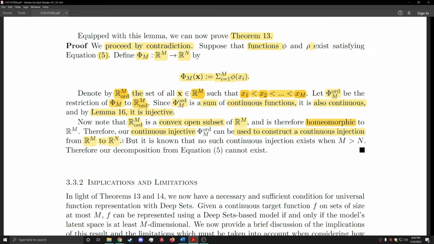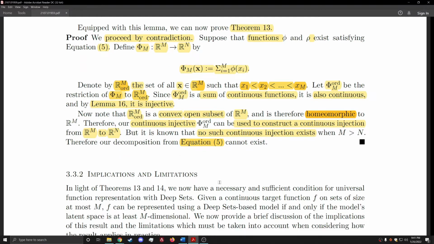But there's a problem here. There's a catch. No continuous injection should be able to exist whenever we're trying to use this homeomorphism from the thing we defined earlier, from our sum decomposition. There we go, equation 5. From equation 5 that I just showed you, the sum decomposition can't exist, even though there should be a homeomorphism between these things that we defined. It should work, but it doesn't. We have a contradiction. The sum decomposition cannot exist. So we are required to have m at least equal to n in order to have a continuous injection.